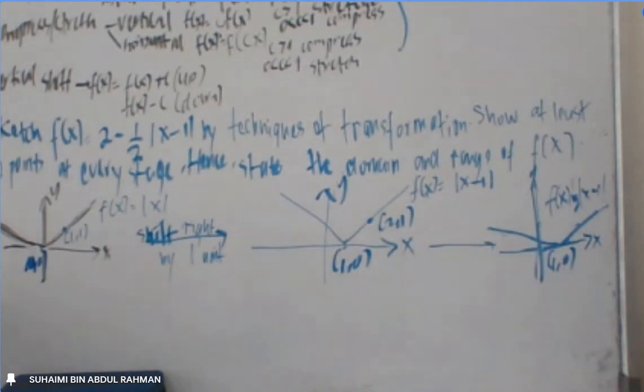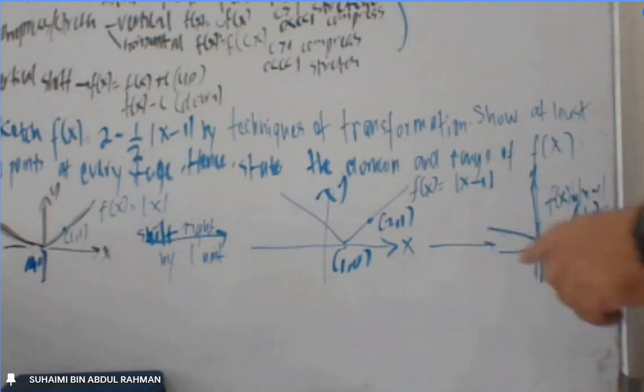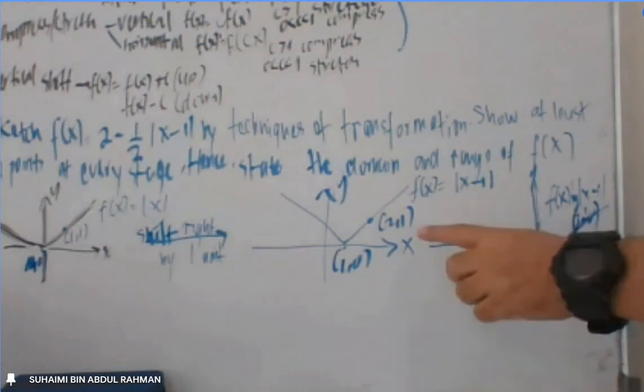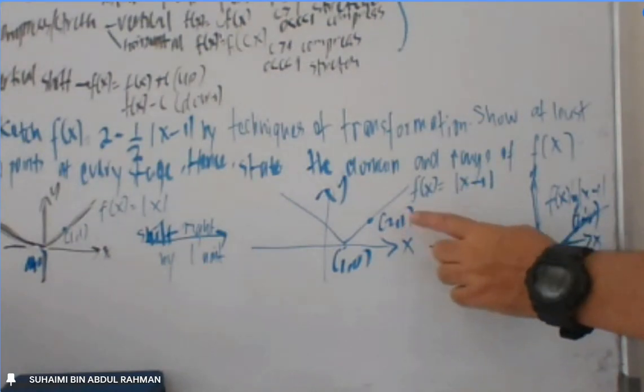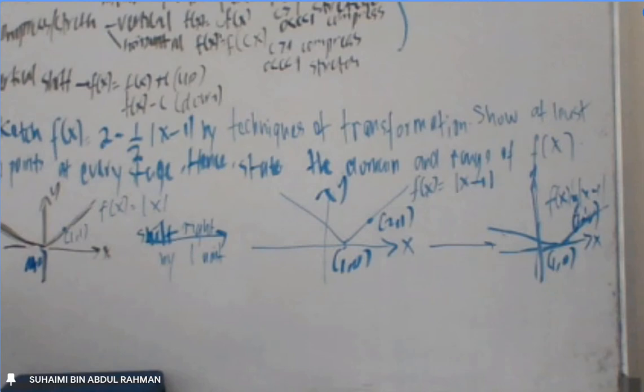And the point (2, 1) will go to which point? (2, 1 over 2). Why (2, 1 over 2)? Since every y coordinate we multiply by 1 over 2, so 1 multiplied by 1 over 2, we get 1 over 2. So this is the shape of the graph and this is the function. This is our latest function.